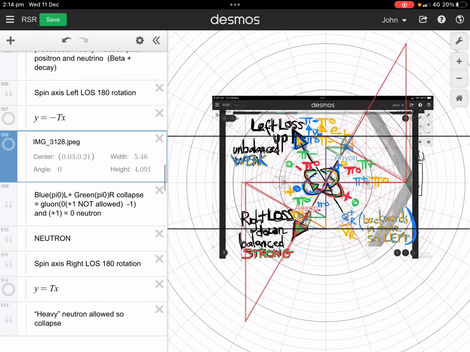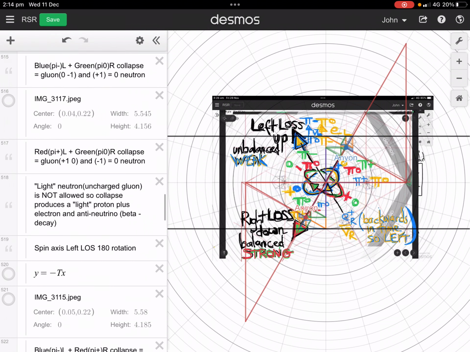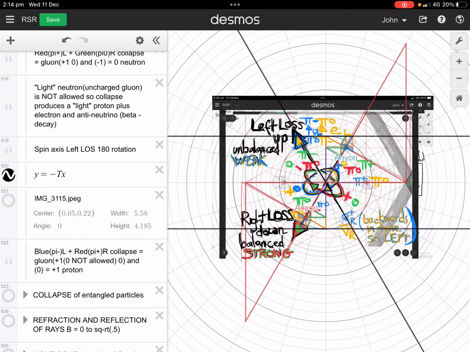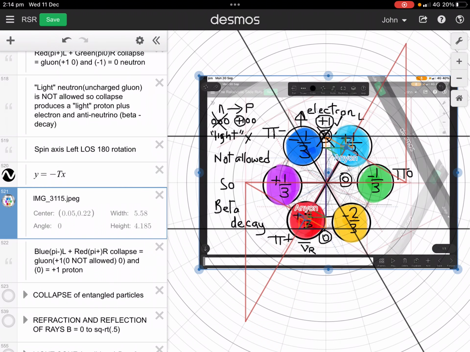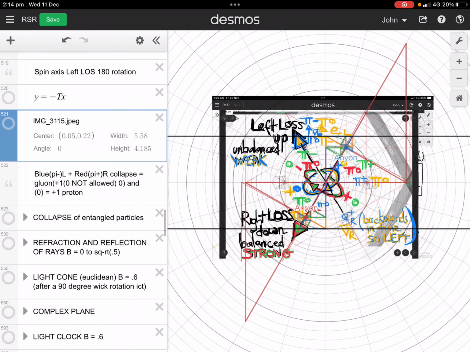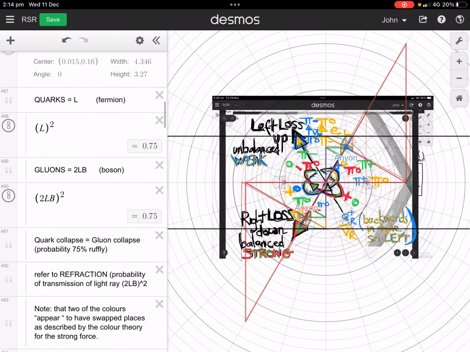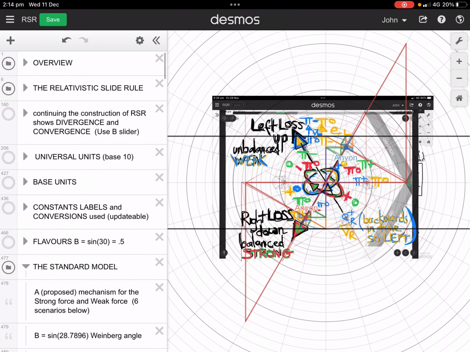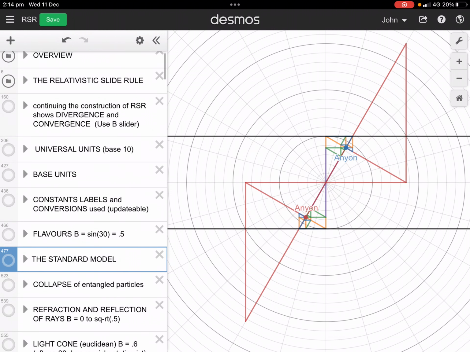And likewise, if you've got a neutron and it wants to become a proton, then a left-handed spin is unbalanced again, and it will collapse onto that y-axis, and you get an electron given off and an anti-neutrino, and it will turn into a proton. Standard model at the moment.